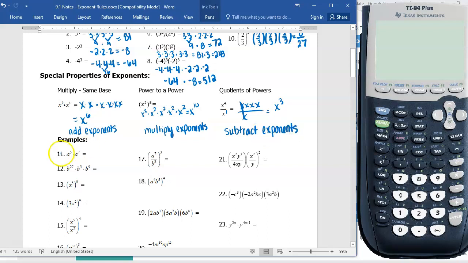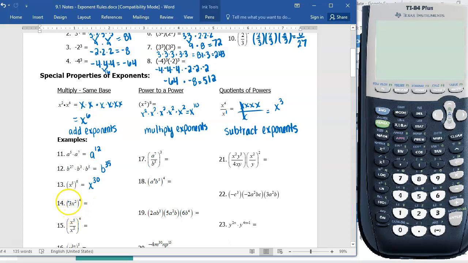Okay, so let's look at these problems. For 11, a to the 5th times a to the 7th, you're multiplying like we did up here, so we'll just add those exponents and you get a to the 12th. 12, we've got b to the 27, 3, and 5. We're going to add all those exponents, and when we do, we get b to the 35th. Okay, here we have a power raised to a power like we had right here, so we need to multiply our exponents for this one. So this problem is going to be x to the 30th power.